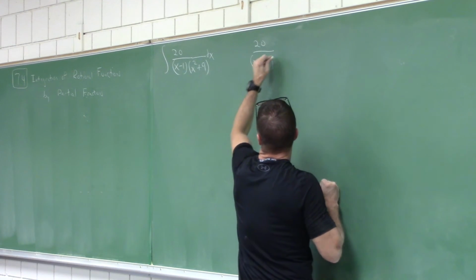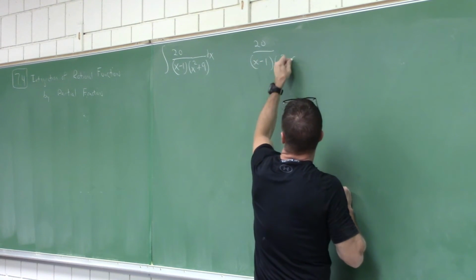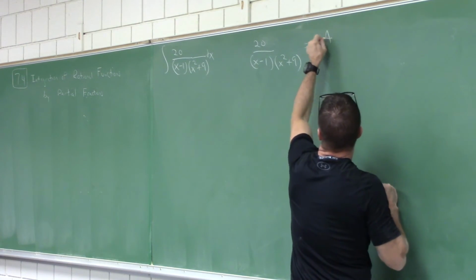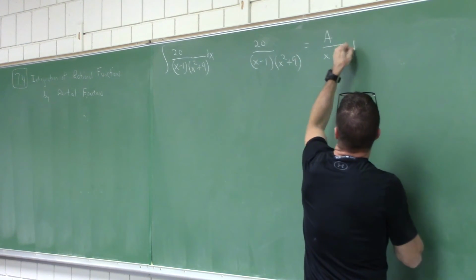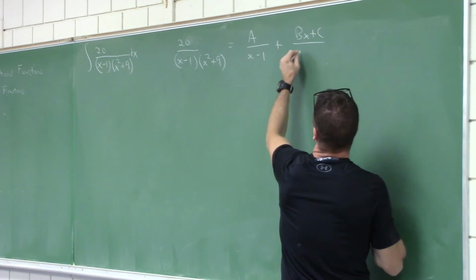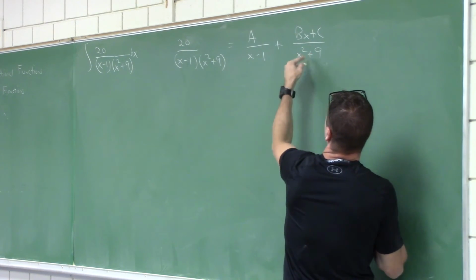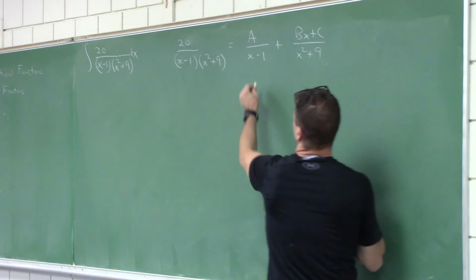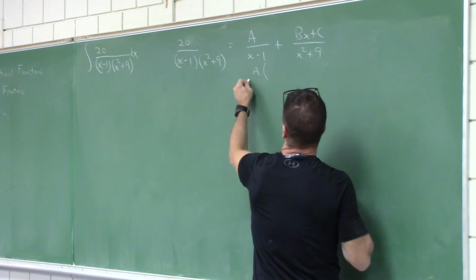I'm going to play with this fraction, this rational expression. We're going to play with it. All right, what's that equal to? A over, and what, just a B? You're good, bx plus c over x squared plus 9, since there's a nonlinear factor. Let me rewrite this again. That'd be A times a common denominator.